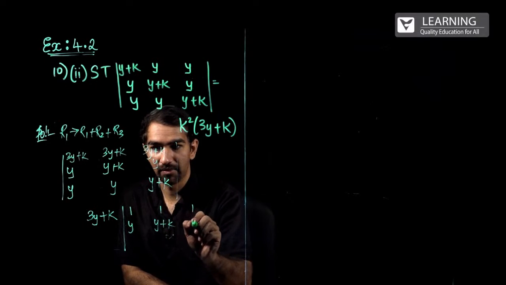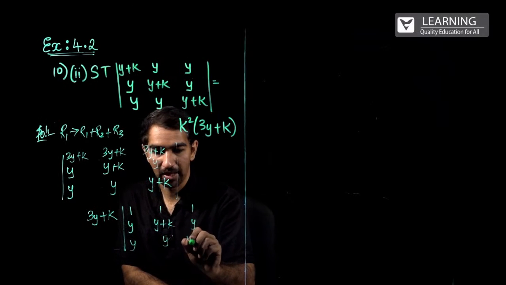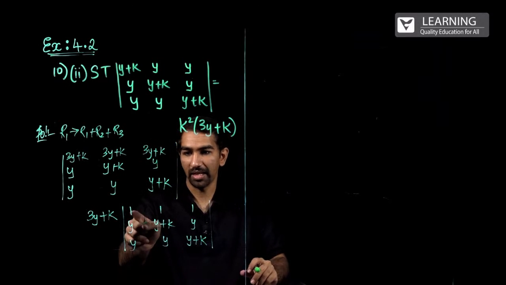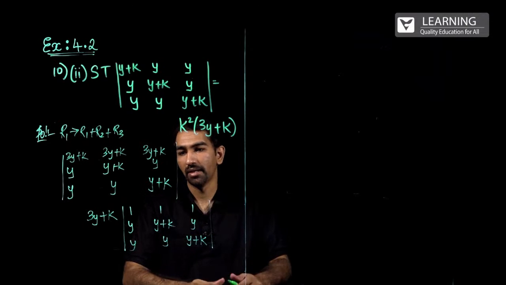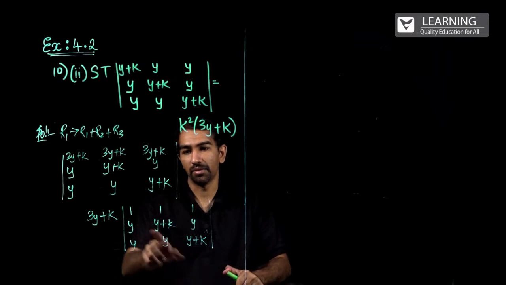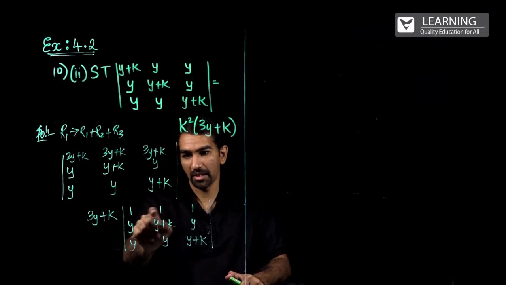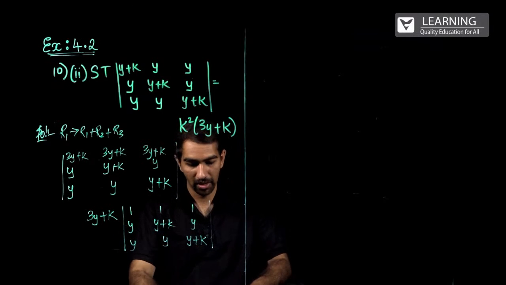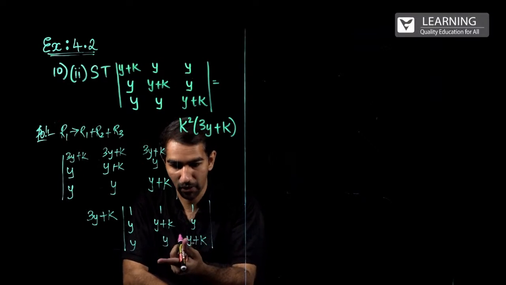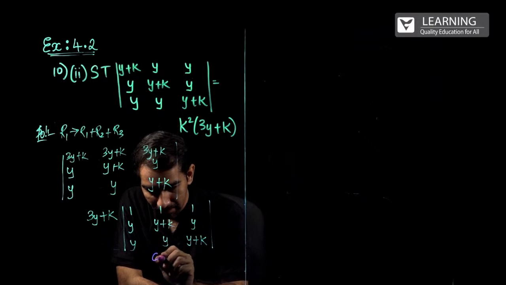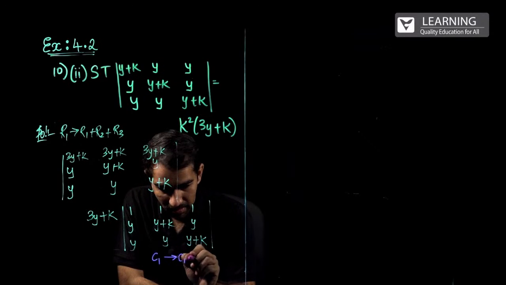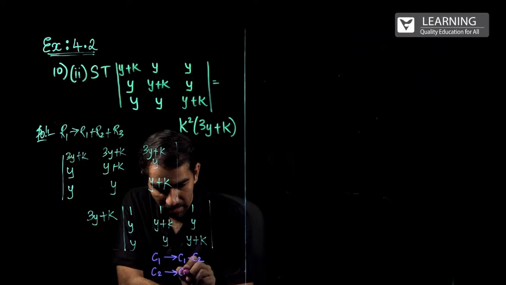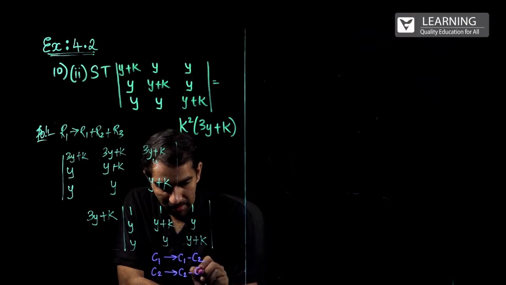Y plus k, y plus k again. Okay. Now what we'll do, students? So see, here we have 1, here we have 1, here also we have 1. So we'll do the operation C1 minus C2. So C1 minus C2, 1 minus 1 will become 0. After that we'll do C2 minus C3, again 1 minus 1, that will also become equal to 0. So for this determinant, we'll write C1 equals C1 minus C2, and for the same determinant we'll write C2 equals C2 minus C3.